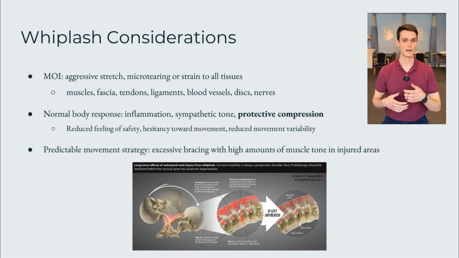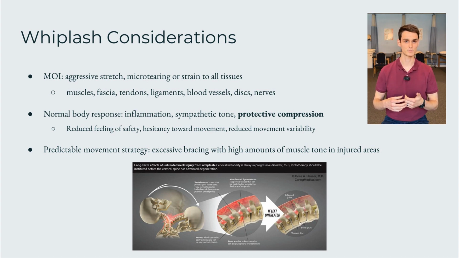To think through how this all applies to whiplash, I want to start first by just talking about the mechanism of injury. So whiplash is an aggressive stretch to the body where you're going to have micro strains and tearing to all of the tissues involved to some degree: the muscles, the fascia, ligaments, blood vessels, nerves, discs, everything gets kind of aggravated by that.